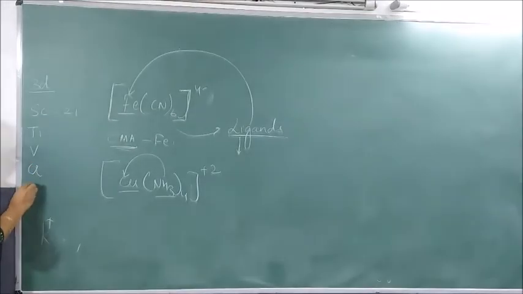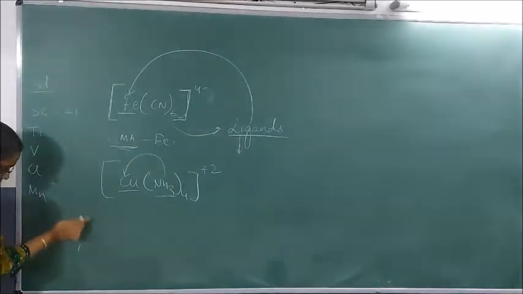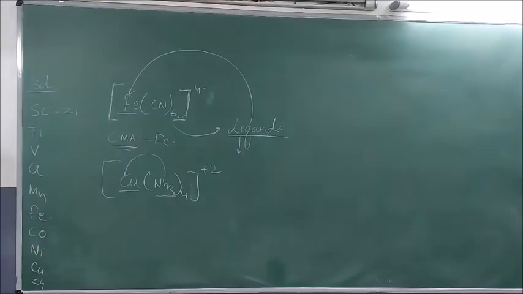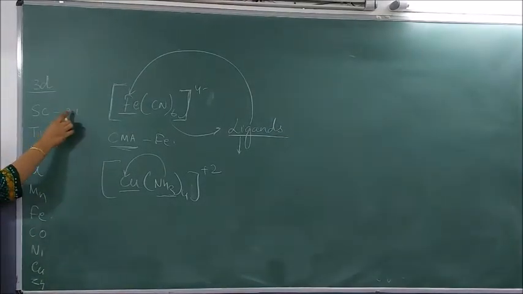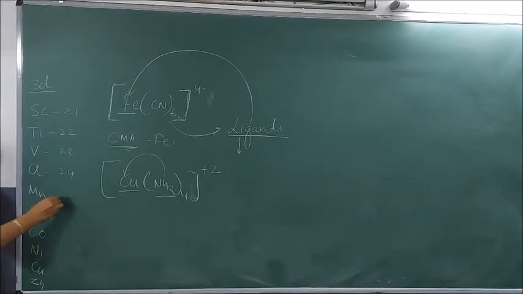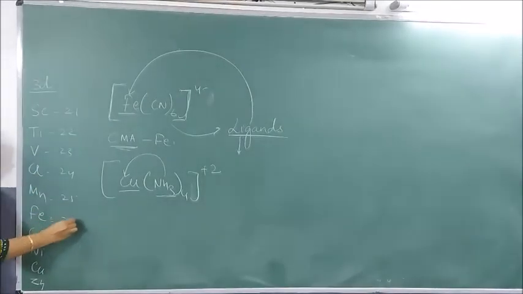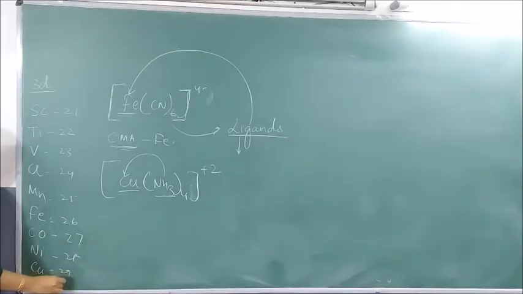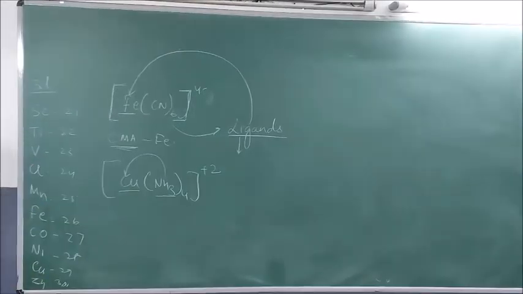vanadium, chromium, manganese, iron, cobalt, nickel, copper, zinc. Okay, so atomic numbers 21, 22, 23, 24, 25, 26, 27, 28, 29, 30.